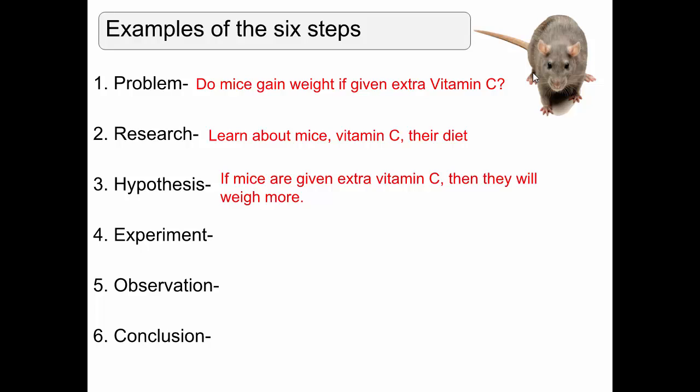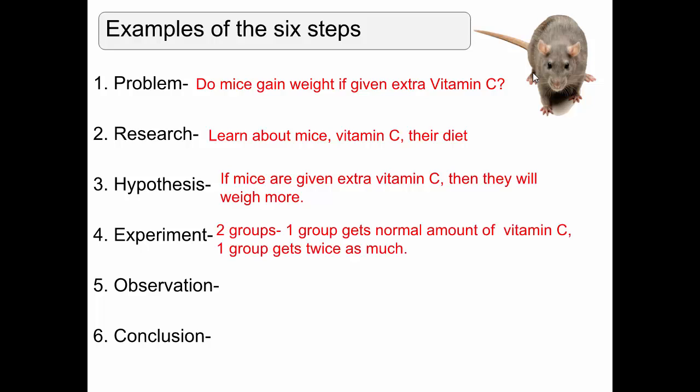So having just one of each, or in our plant experiment, having just one of each plant, that's not enough data. We need many plants growing to be sure of our results. So in our experiment, we should have two groups. Not just two rats, two groups of rats. One group that gets the normal amount of vitamin C, and one group gets twice as much, 3 times as much, whatever you want. And then we measure their weight eventually.